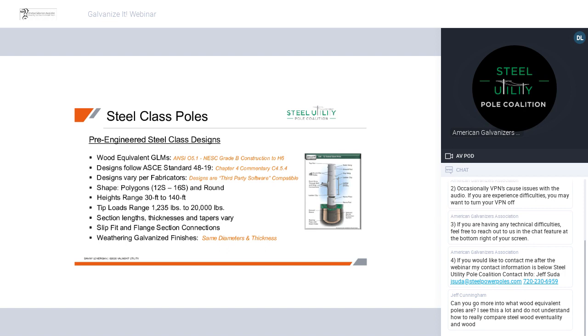So most fabricators have pre-engineered designs of section lengths. Consider 50 to 55 feet kind of the key to a section length. We'll cover that in a minute. Tip loads vary as well. So to the ANSI reference, to the NESC reference, it's a pretty solid tip load definition up to an H6.